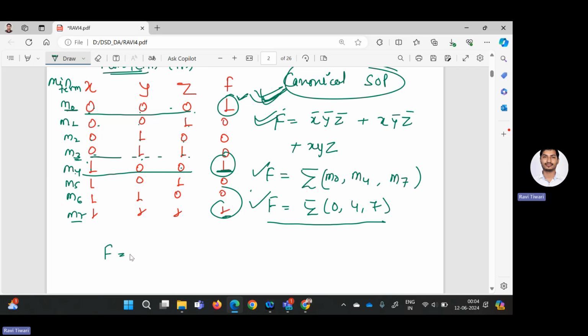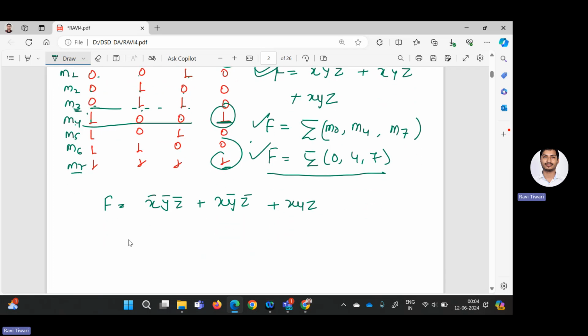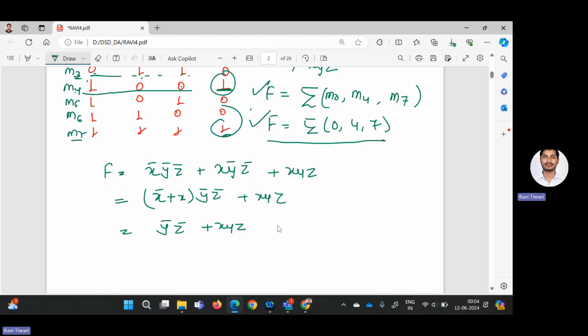Now you see F is equal to x bar y bar z bar plus x y bar z bar plus x y z. For example, we have this expression and we need to minimize it. So how can we do that? If I take y bar z bar common, it will be x bar plus x, this is y bar z bar, plus x y z. So this will become y bar z bar plus x y z. Correct? So this is the minimal SOP form, because this is already a SOP and we have minimized it.